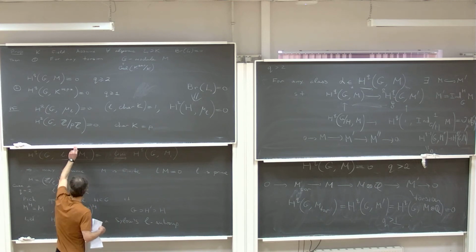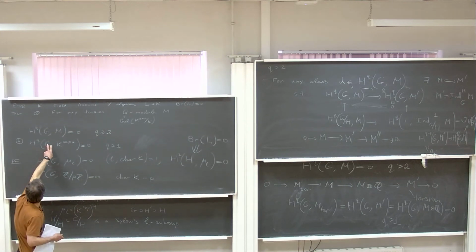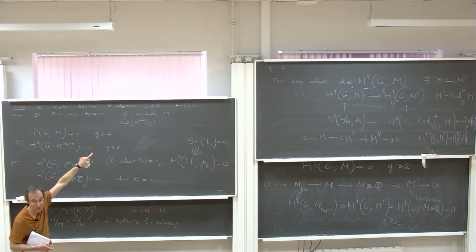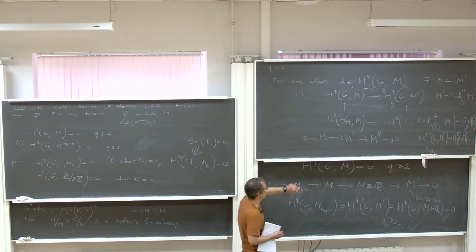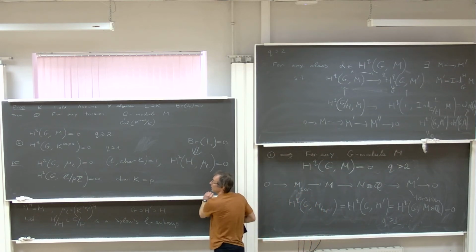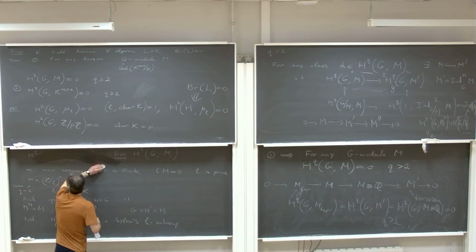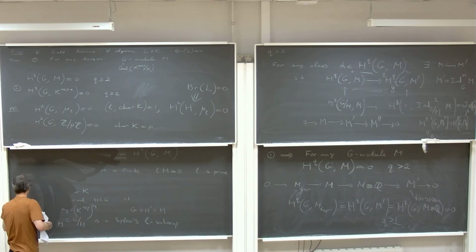Okay, so now if you look at this assertion, we know vanishing for when q is 2. That's the Brauer group. And for q greater than 2, it follows from this general observation. Okay, so we have the proposition, so let's see what we can get from this.